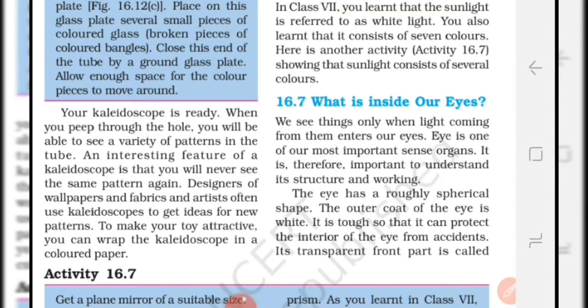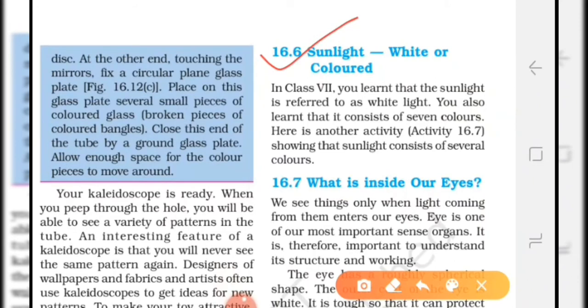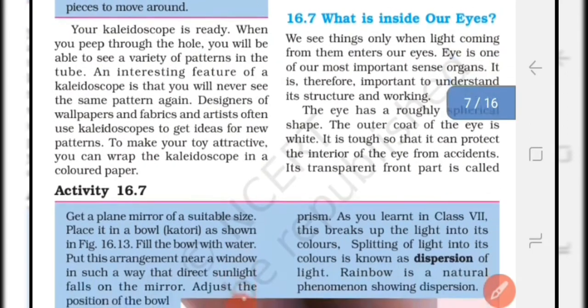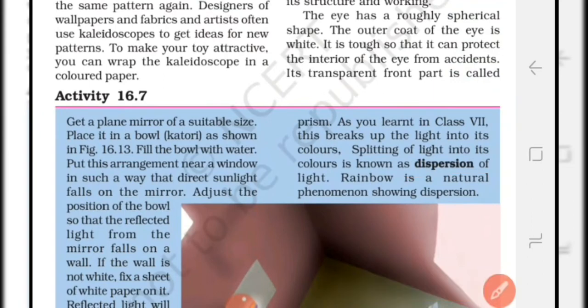Now let us move to the next topic, sunlight, white or colored. Students, sunlight is referred to as white light because sunlight consists of 7 colors. In class 7th, you have studied that when sunlight passes through a prism, it splits into 7 colors, and this phenomenon is known as dispersion of light. Now, let us see activity 16.7.